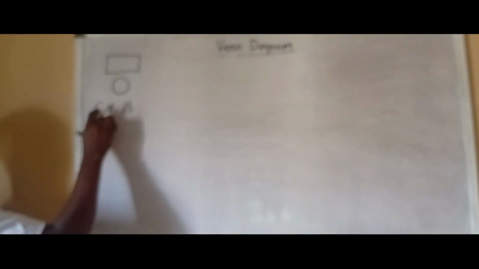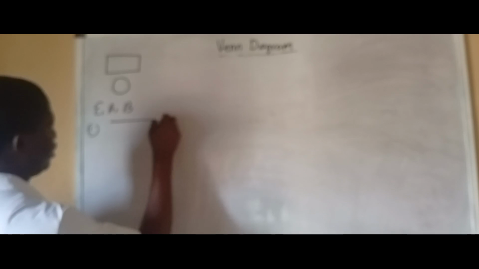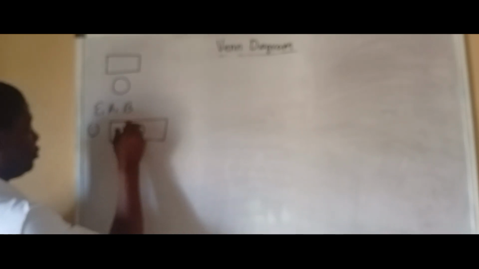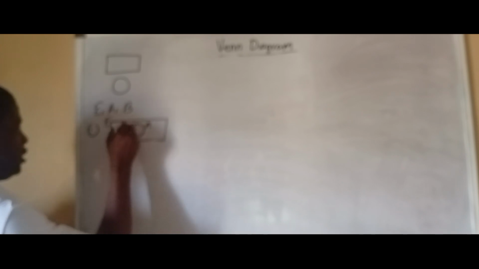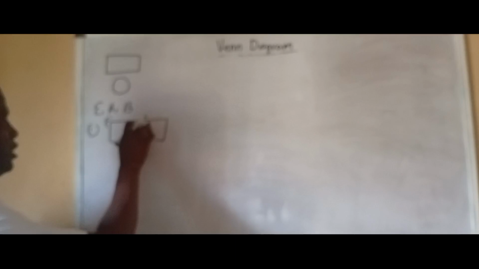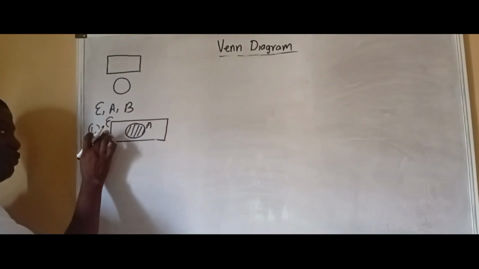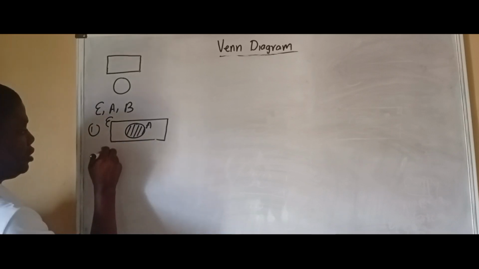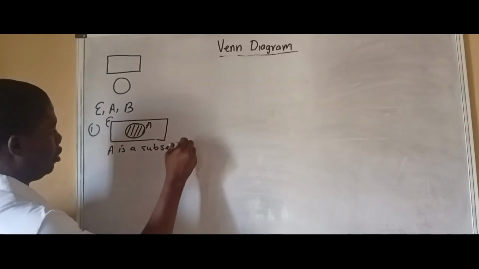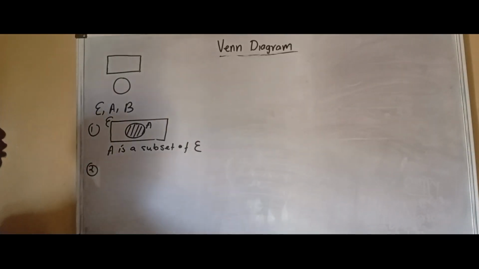So if set A is a subset of the universal set, how do you represent that? We have our universal set, okay, and we have our set A. So this is set A, this is the universal set. The shaded region shows the elements present in set A, which is also a subset of what? The universal set, right? So A is a subset of the universal set.